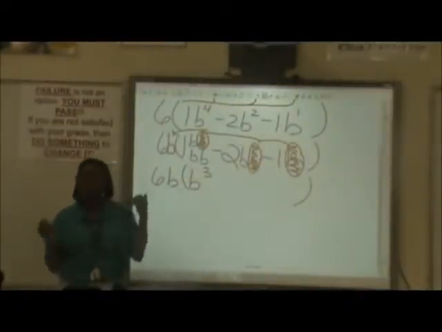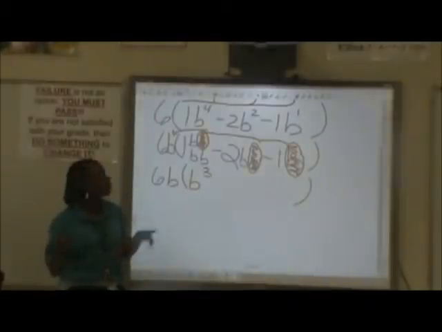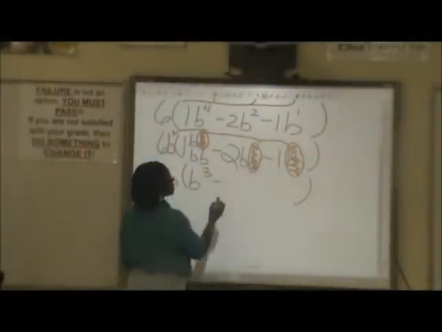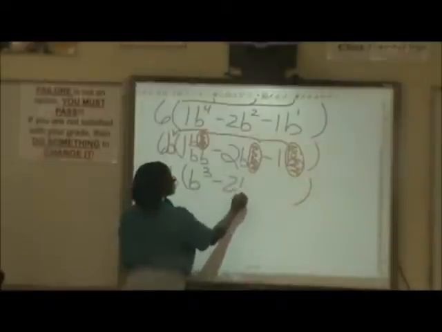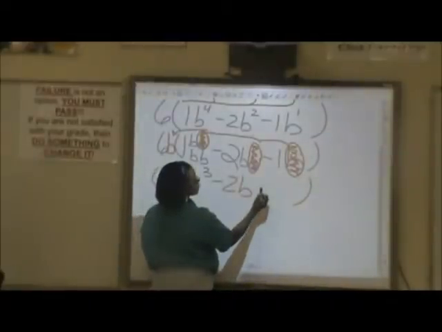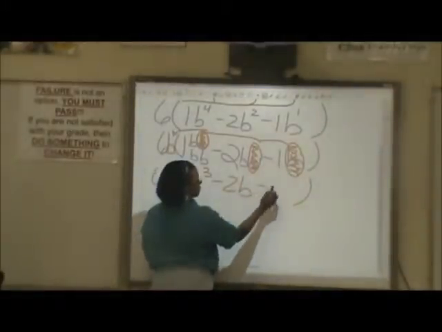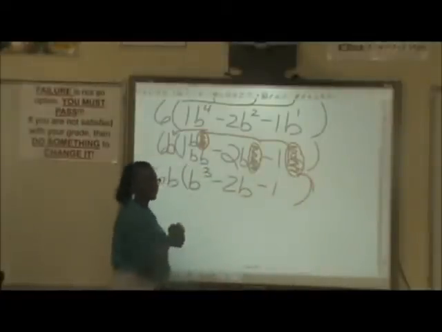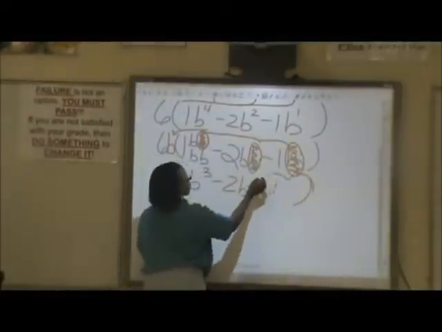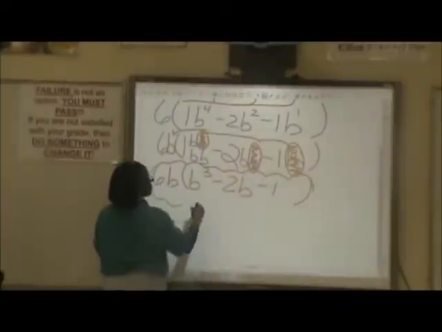High school kids should automatically know that. So we don't have to bring the 1 down. Who's left here in Brandon's house? And who's left here in Jordan's house? 1. Right. Now, is there a B left? I'm sorry. Just a negative 1. So this is your answer.